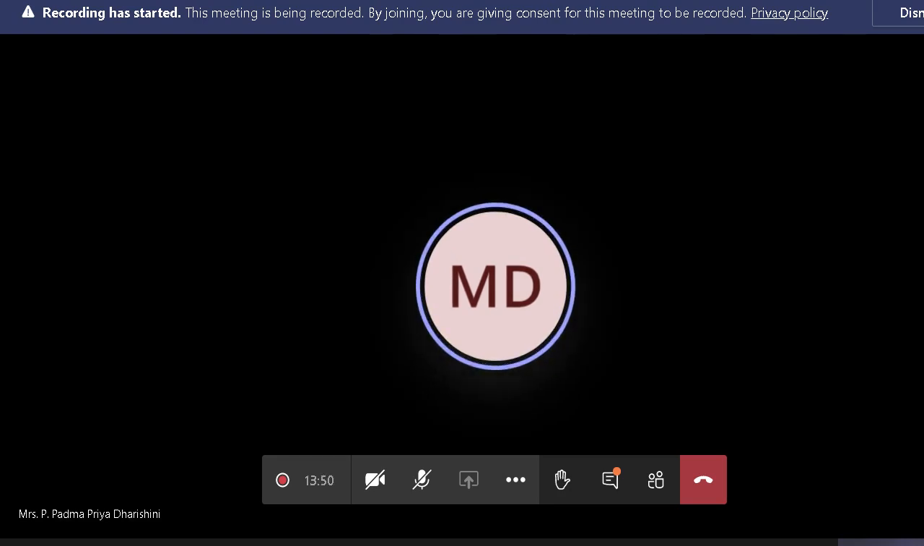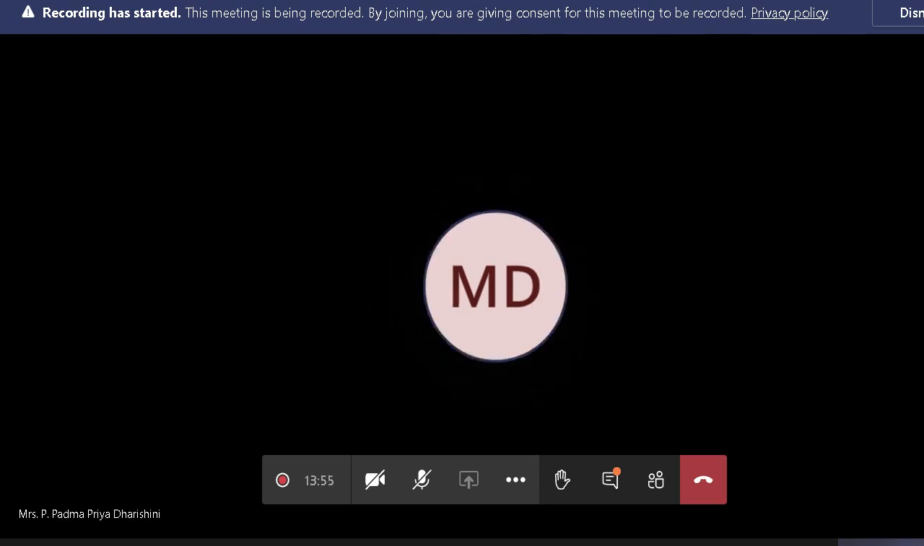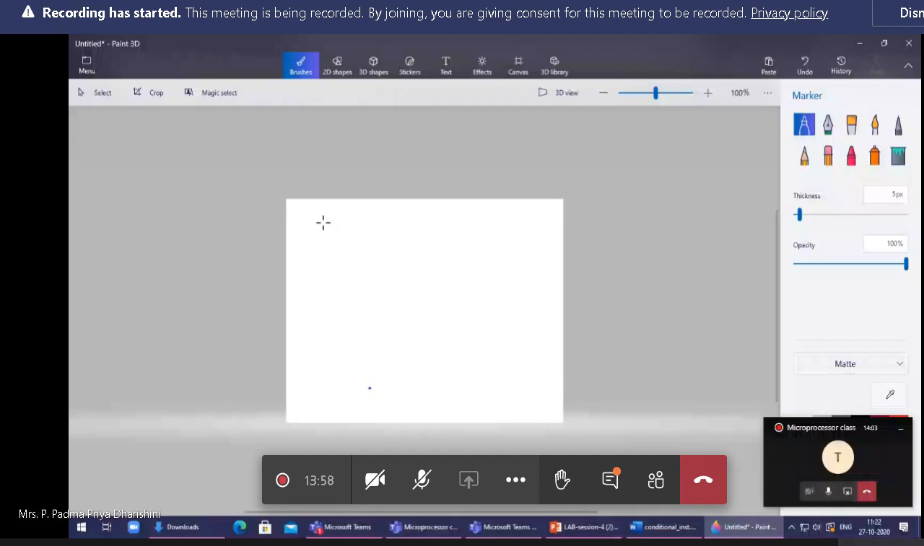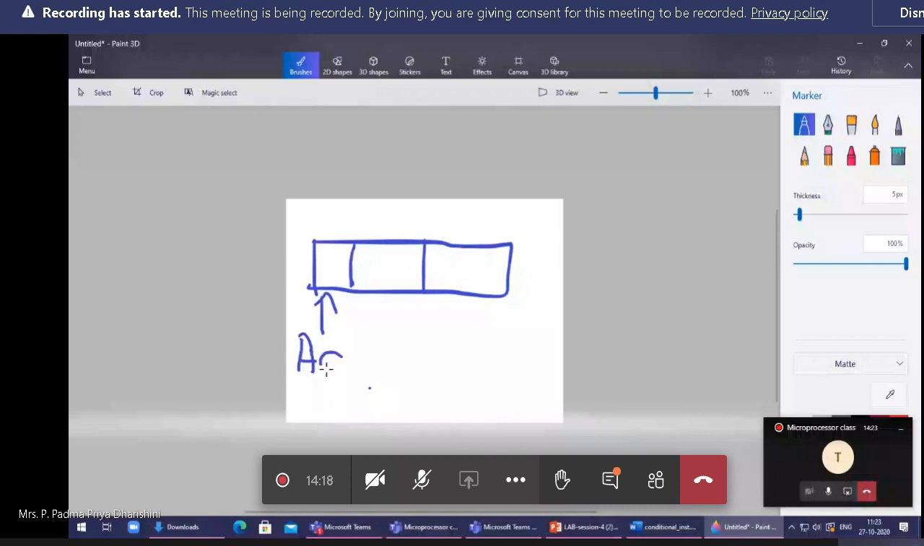So first I will ask two questions. What is the size of this array? The array name is called add. Add is the name of the array. What is the size of the array? How many elements are there in this array? Three elements. It starts with 0, 1 and 2. Okay. So what is the address of the second element?